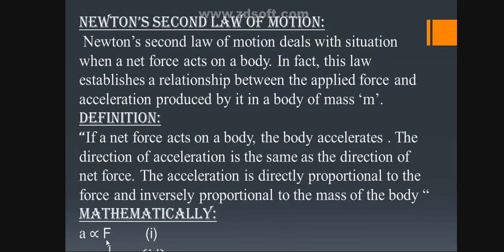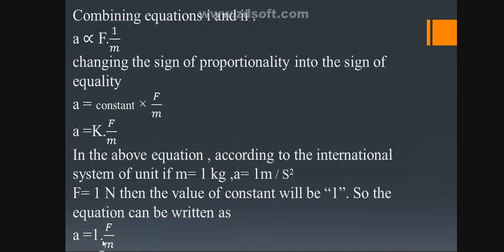Now combining equation 1 and 2, taking a proportional to F and multiplying by 1 over m, I combine these two equations. When you combine, you get this value. Changing the sign of proportionality into equality, you must write a constant value multiplied by F over m. Now dear student, in this law, the constant of Newton's second law of motion is k. So k, F over m. The constant is k, right?